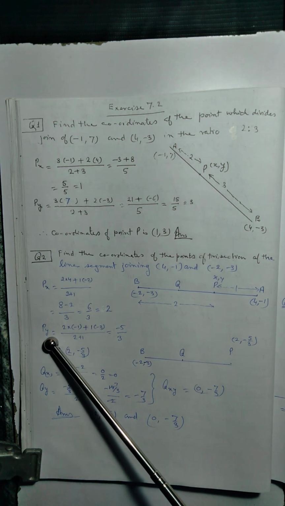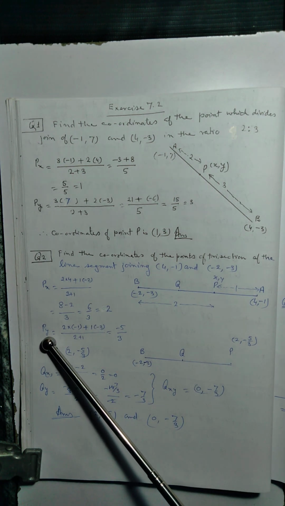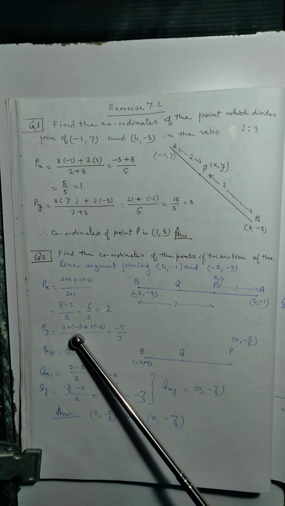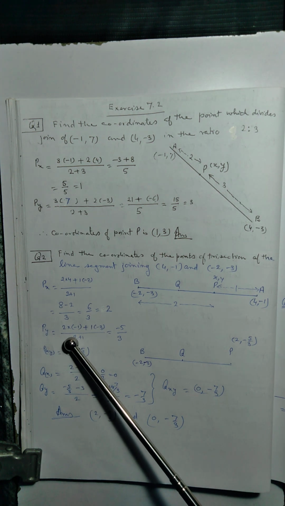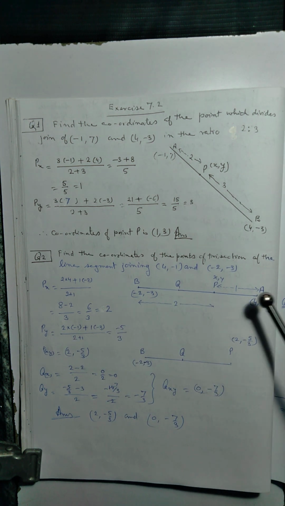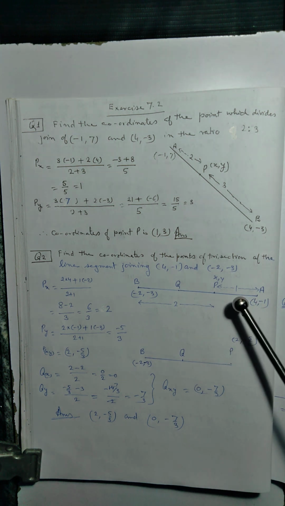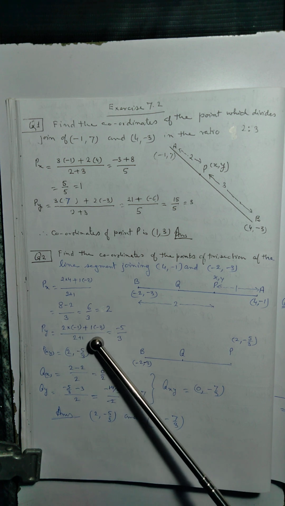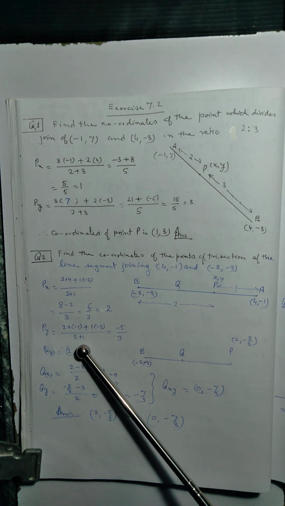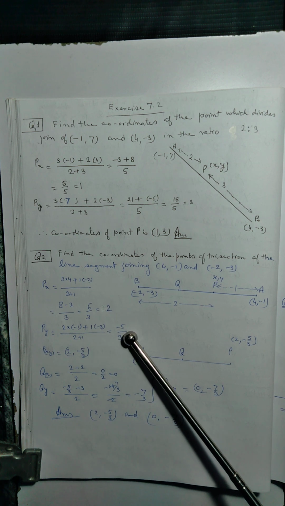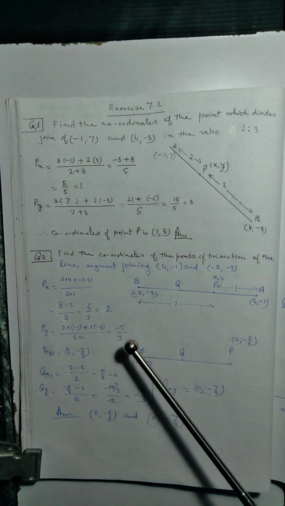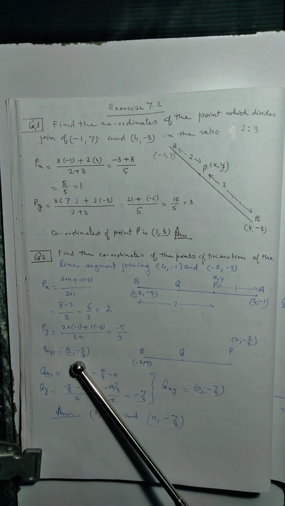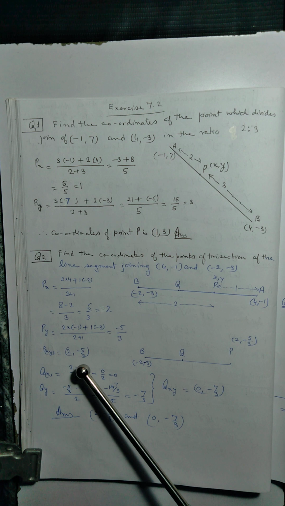Now in order to get Py, the ordinate of the point P, again we have to proceed. You see 2 into -1 plus 1 into -3, whole divided by 2 plus 1, that will be equal to -5 by 3. So the coordinates of the point P are (2, -5/3).